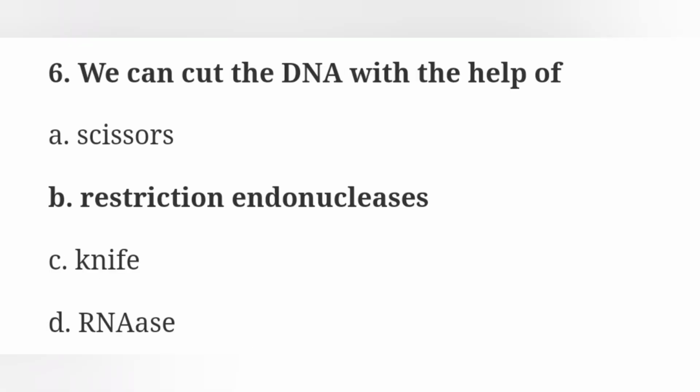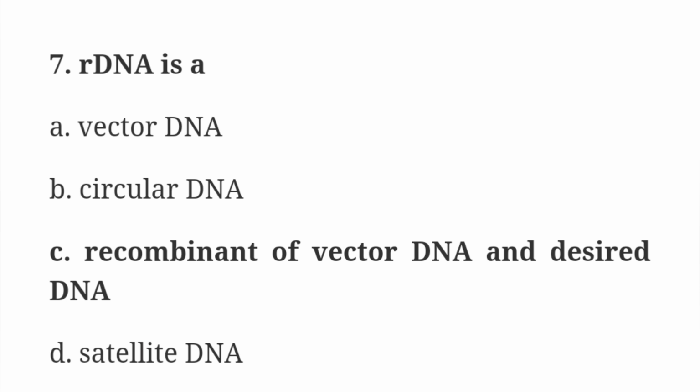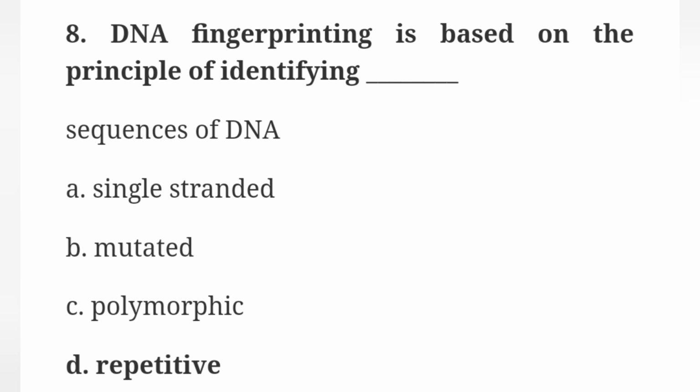Sixth one, we can cut the DNA with the help of option B answer, restriction endonuclease. Seventh one, DNA is a option C answer, recombinant of vector DNA and desired DNA. Eighth one, DNA fingerprinting is based on the principle of identifying dash sequence of DNA. Option D answer, repetitive.